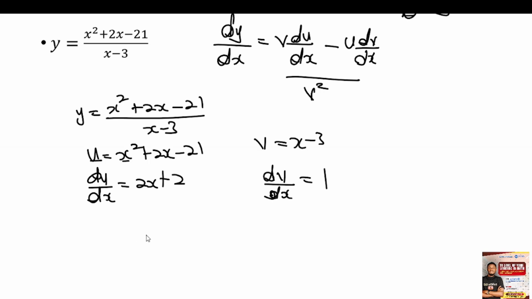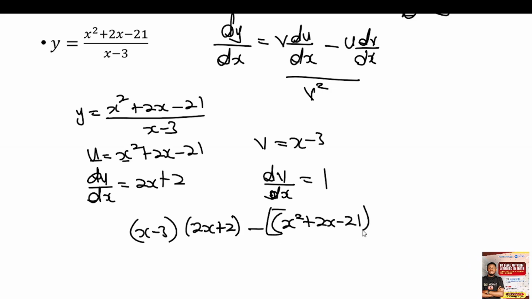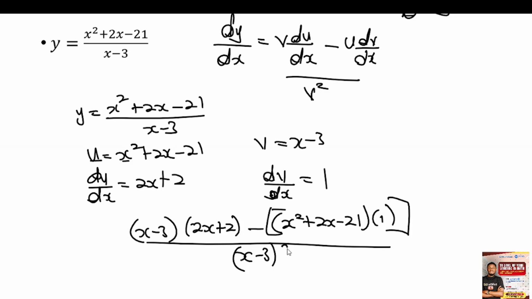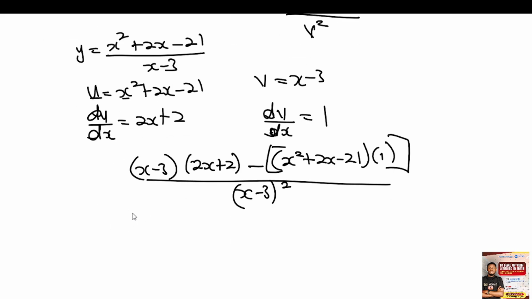Alright, so using the quotient rule, we have our v, which is x minus 3, times our du on dx. So our du on dx is 2x plus 2, minus our u, which is x squared plus 2x minus 21, times our dv on dx, which is 1, all on x minus 3 all squared. That is our v squared. So the next thing is to expand the numerator.